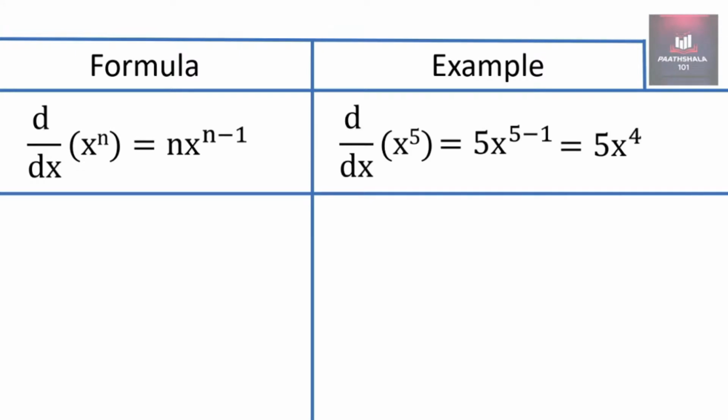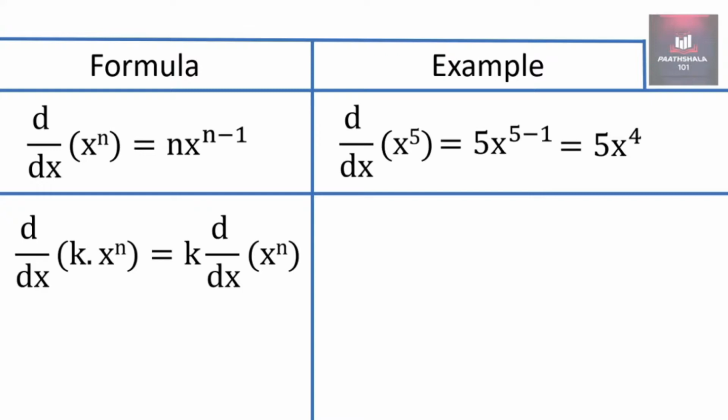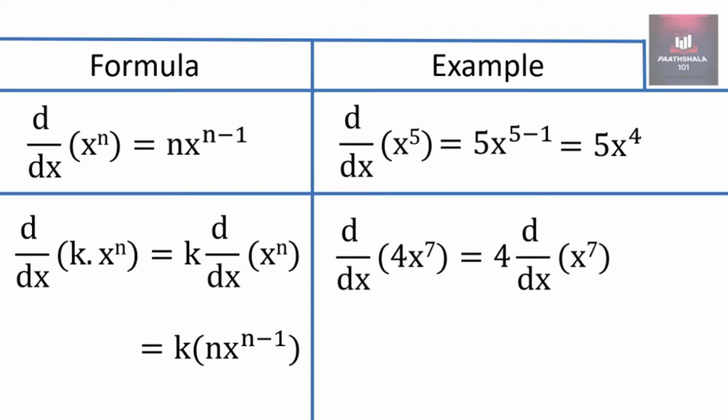Now, if there is a constant along with the function, for example, the derivative of k into x raised to n, then the constant will come out and we will take the derivative of x raised to n, which will be n x raised to n minus 1. Let's understand this with the help of an example. Suppose we take the derivative of 4x raised to 7. Now 4 will come out and it will be the derivative of x raised to 7, which will be 7x raised to 7 minus 1, which is x raised to 6, and 4 into 7 will become 28. So the answer will be 28x raised to 6.